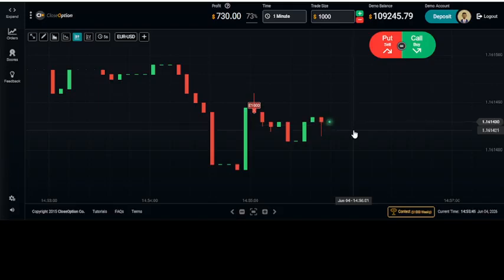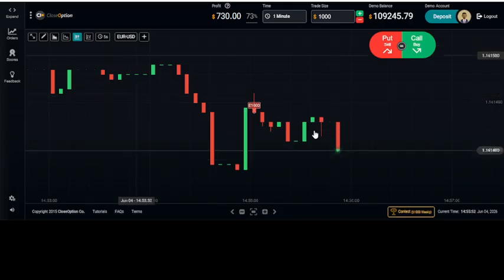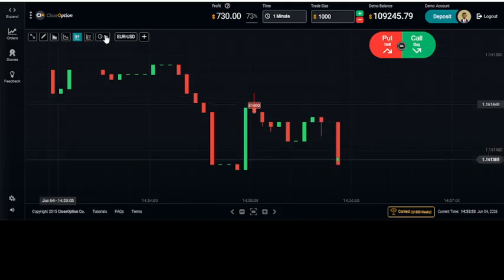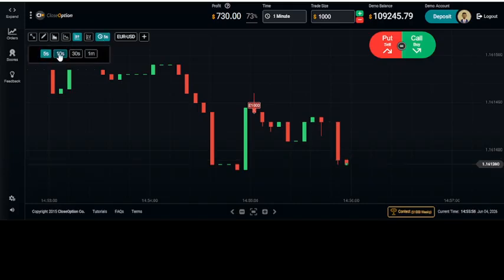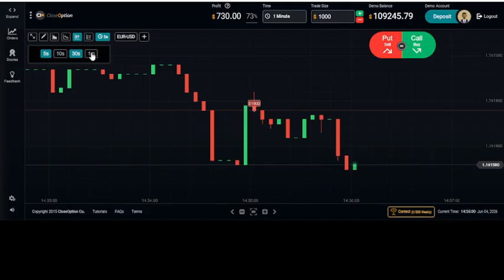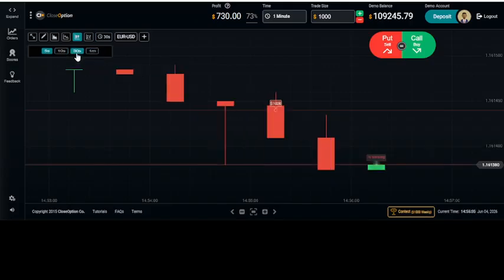So the TradingView signal recommended a 1 minute sell trade. And by the way, these are 5-second candles here. You can also change them. It goes from 5 seconds, 10 seconds, 30 seconds to 1 minute candles. Here you can change them up.